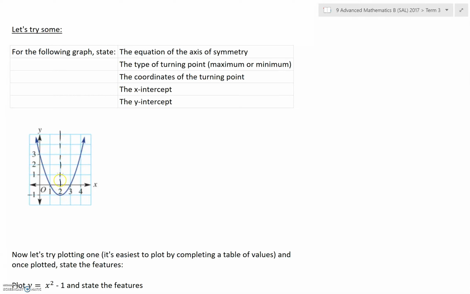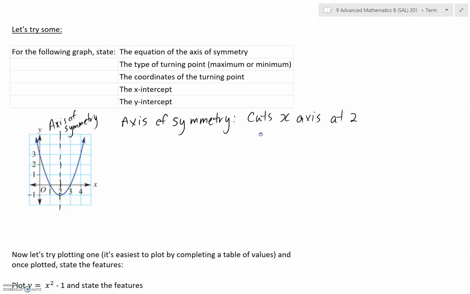So let's work with this graph and see what we've got. The first thing I'm going to do is draw the axis of symmetry straight down the middle of the graph. You can see the axis of symmetry goes through the parabola at the turning point. In this case, our axis of symmetry cuts our x-axis at 2, and it never cuts our y-axis, so our equation for that line is x equals 2.